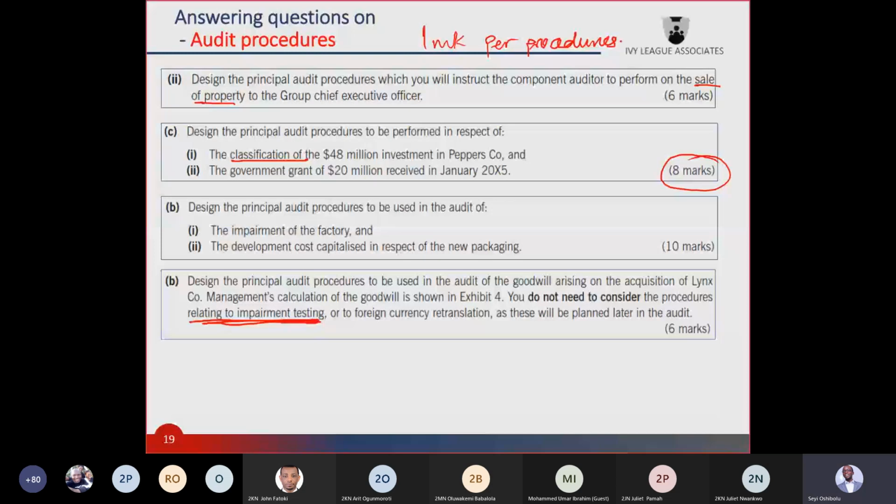So to audit goodwill, you must understand the accounting requirements for goodwill, IFRS 3 and Co, to be able to know how to audit it.